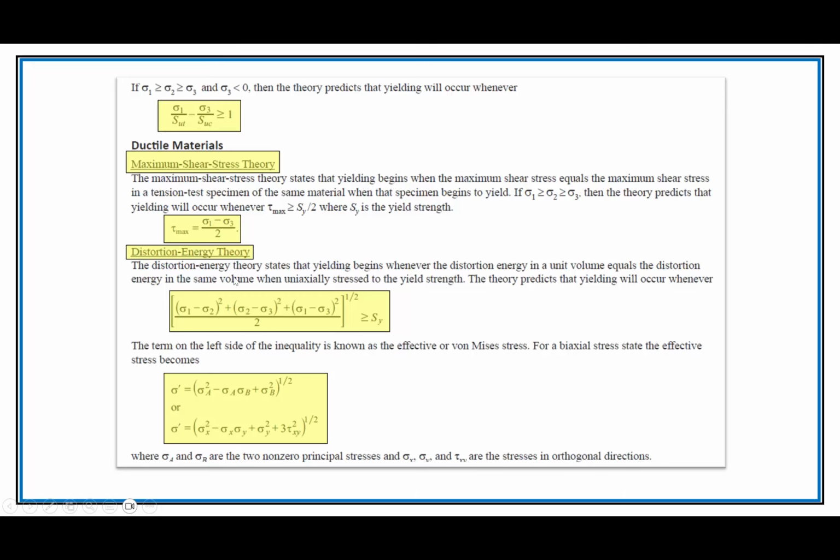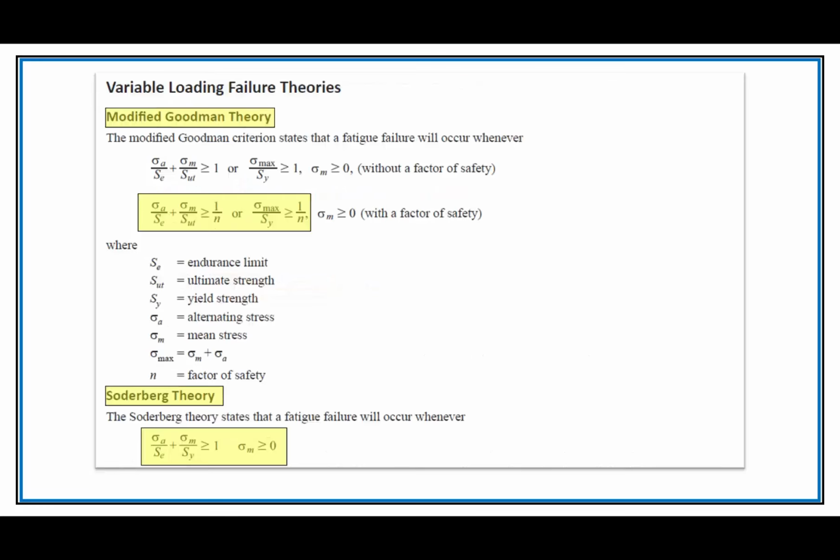Distortion energy theory, right here, this is where von Mises comes from, and you can see our von Mises equations as we've been using them, and they appear in this equation book. So there you go. That's one of the reasons, some of the rationale, why we got to cover that in this course. Okay, so for variable loading, that was us.